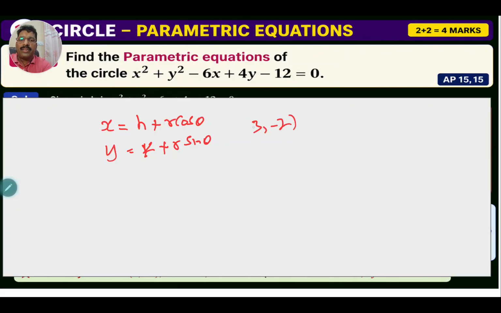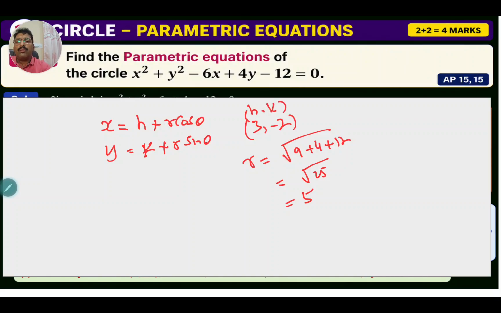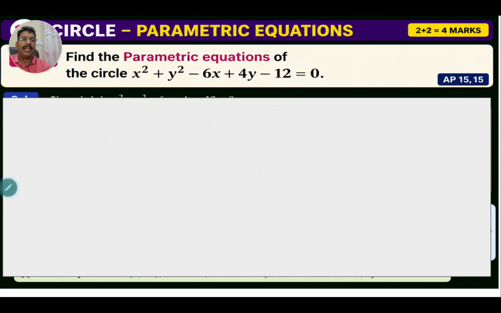(3, −2) is the center. How to find easily? Half of the x coefficient and sign change, half of the y coefficient and sign change. Directly it gives center of the circle. Now radius of the circle, already we know the formula, g² + f² − c, 9 + 4 minus of minus plus 12. That gives under root 25, that is 5. So r value 5 and (h, k) is (3, −2). Now parametric equations of a circle, x equal to 3 + 5 cos θ and y is equal to −2 + 5 sin θ. In this way you have to find.